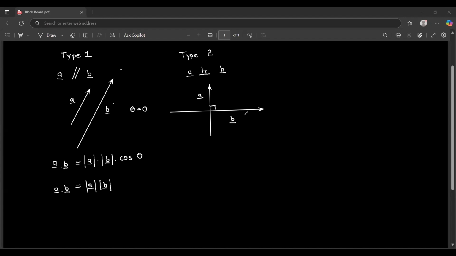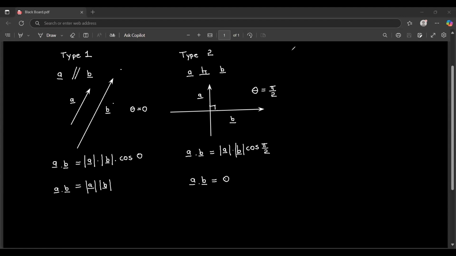So here we can clearly see that the angle between them is equal to pi by 2, and cos pi by 2 is equal to 0. So if I apply the dot product here, A dot B is equal to magnitude of A into magnitude of B into cos pi by 2. And cos pi by 2 is equal to 0. So I can clearly say A dot B is equal to 0.